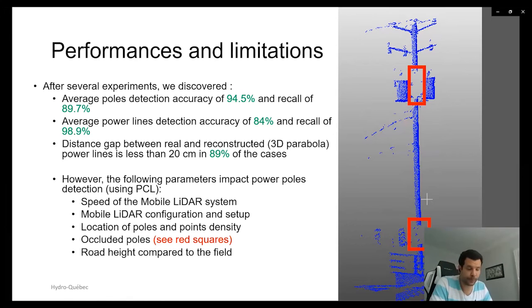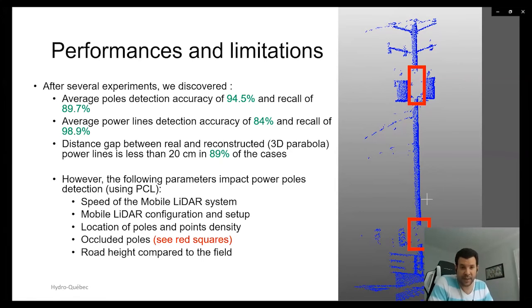However, after a lot of experiments, we discovered some strong limitations. Even if the accuracy is 94%, for some other tracks, for some other point clouds, the accuracy will be way lower than 94%, and it can reach, let's say, 80%. And the problem is when you miss one pole, you will miss two lines because there's always two lines connected to the power pole.